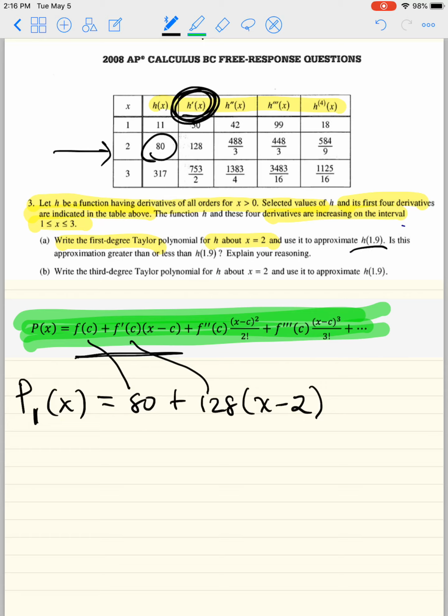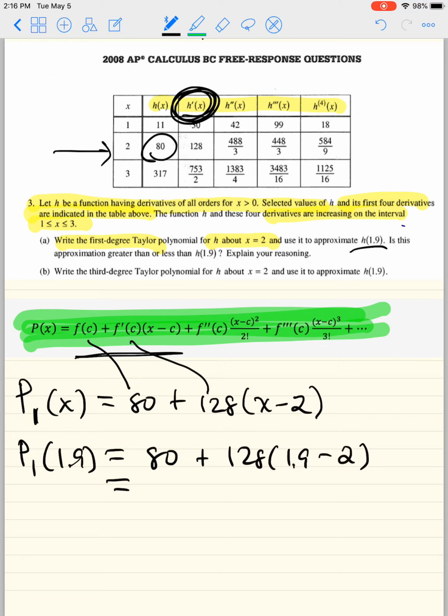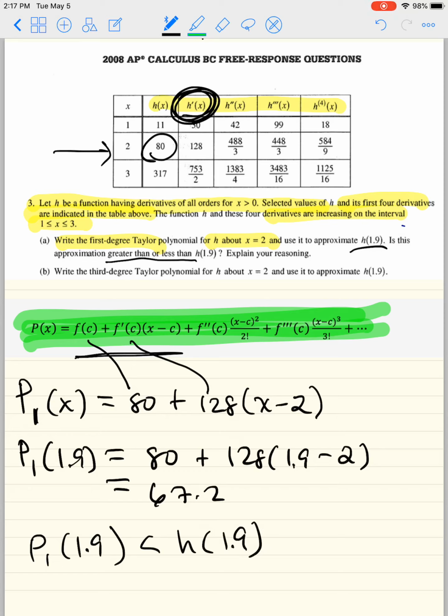All right, so P of 1.9. I did this already in the calculator. You just plug in your 1.9, and in this problem, you're allowed to use a calculator. You get 67.2. So it says, use it to approximate h of 1.9, and is this approximation greater than or less than the actual? It's going to be less than, guys, and I'll tell you why in a second.